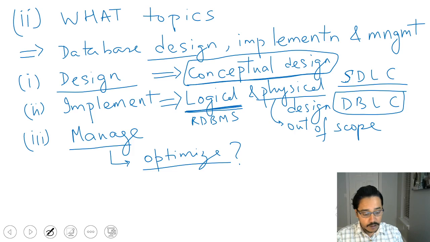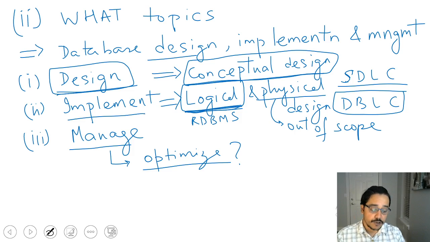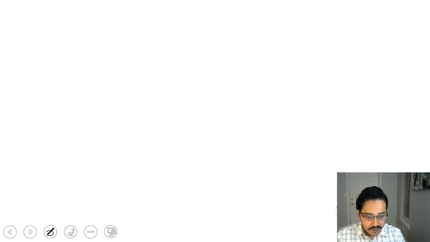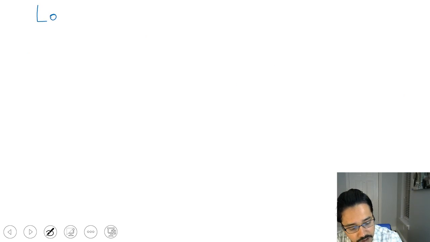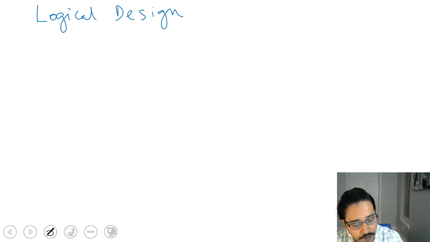Now, if you recall, what comes after conceptual design, within the scope of this course, is the implementation part of your databases, which is also the logical design. As I mentioned earlier, we are going to be using what is known as the relational database management system as our software to implement all our databases for this course. So what follows after the conceptual design is the logical design, and the logical design is all about implementation.